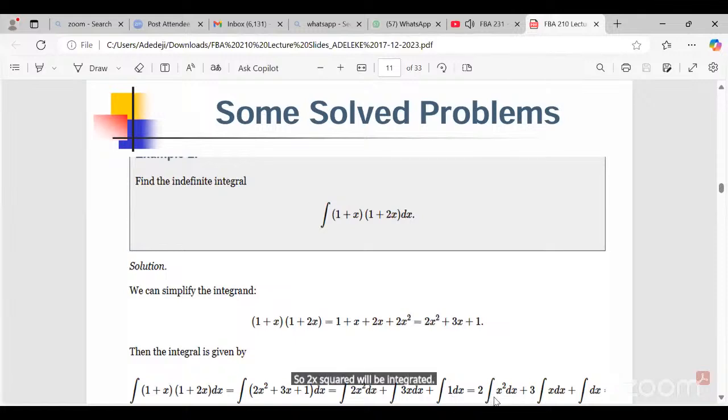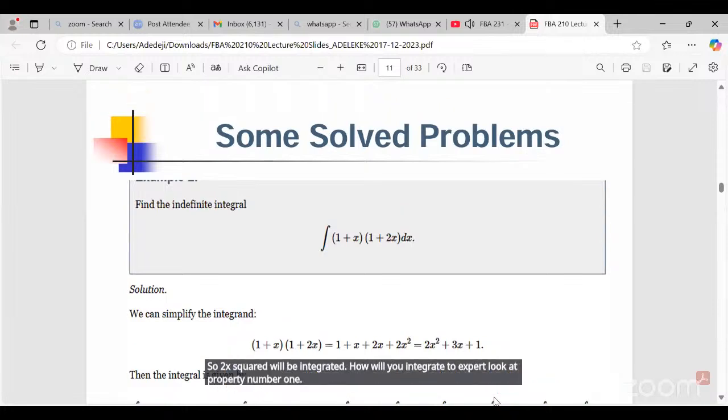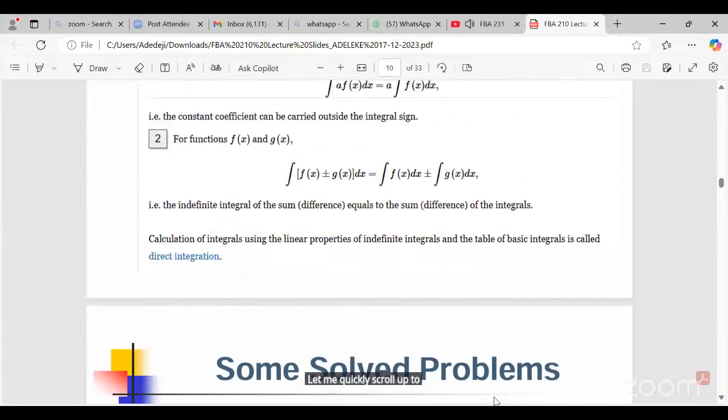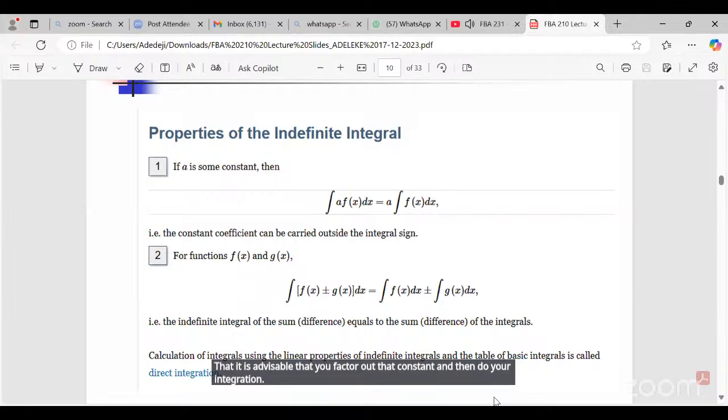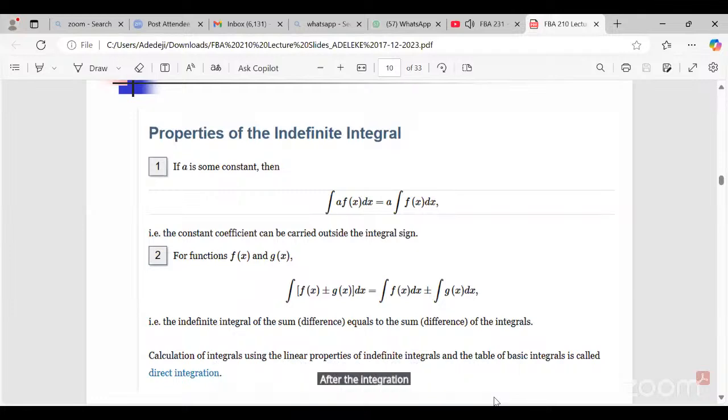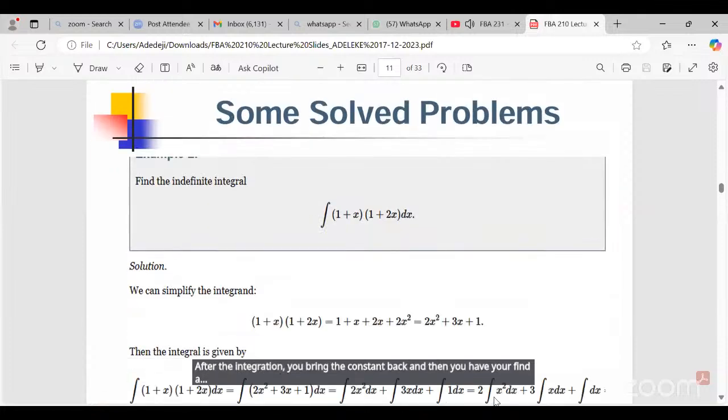How will you integrate 2x squared? Look at property number 1. Let me quickly scroll up to property number 1. What does property number 1 say? It says, if there's a constant a that is multiplying a function, it is advisable that you factor out that constant and then do your integration. After the integration, you bring the constant back, and then you have your final result. So we're going to apply that here.